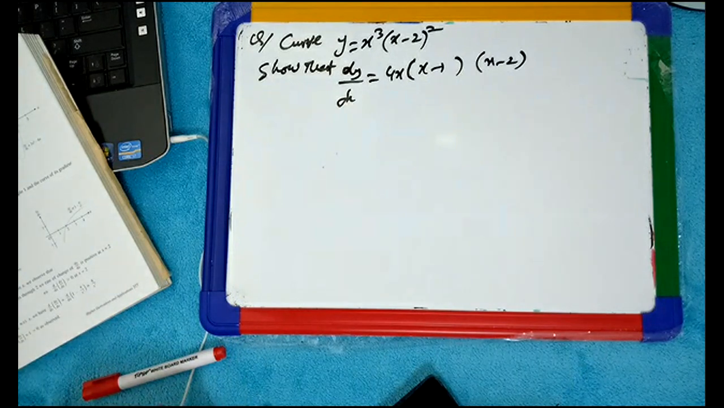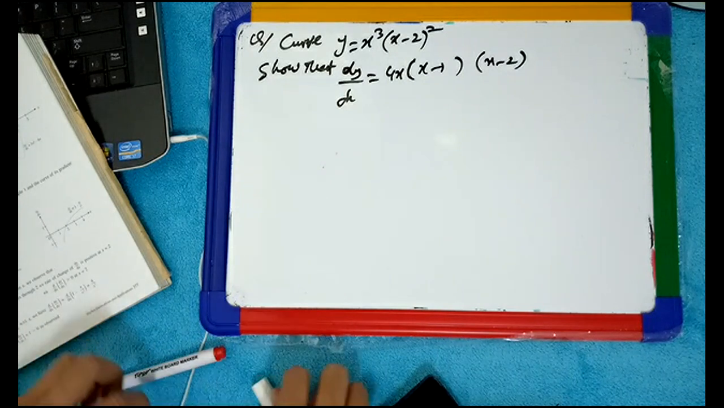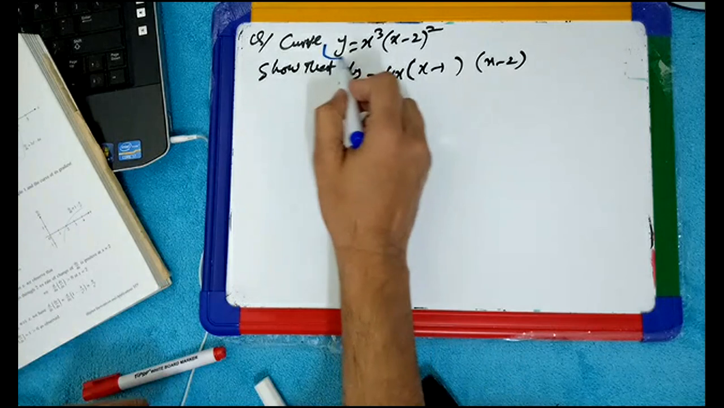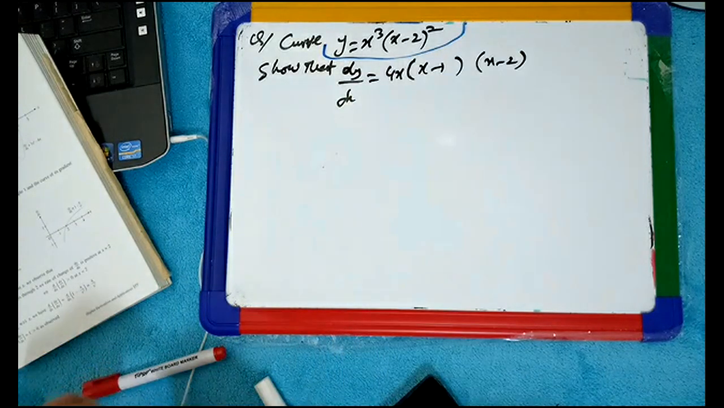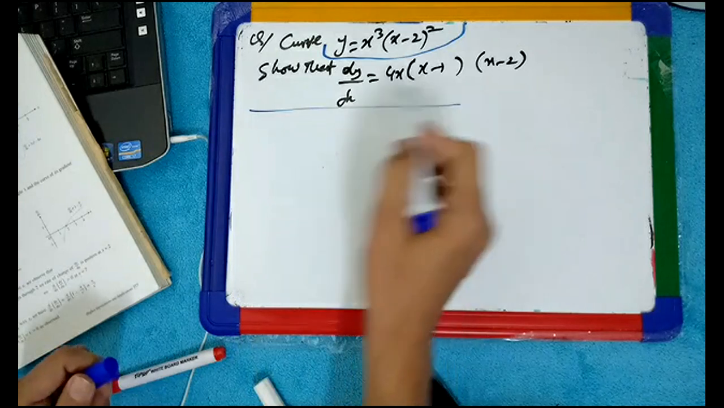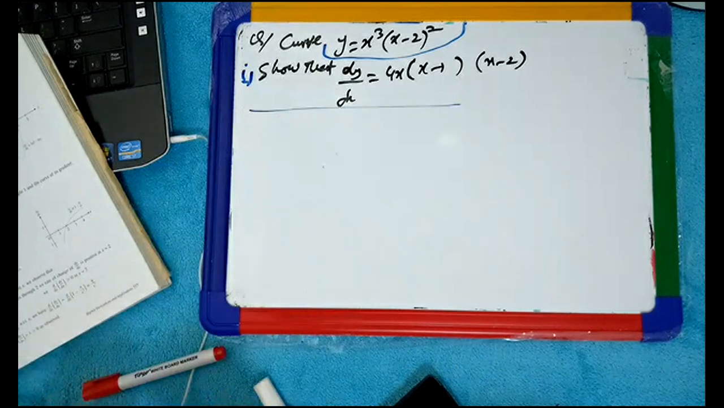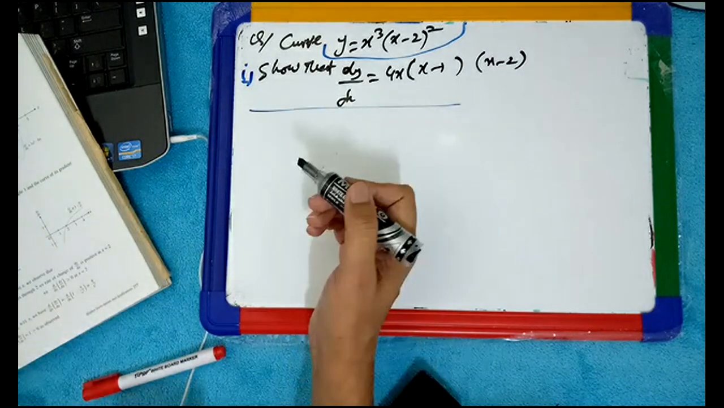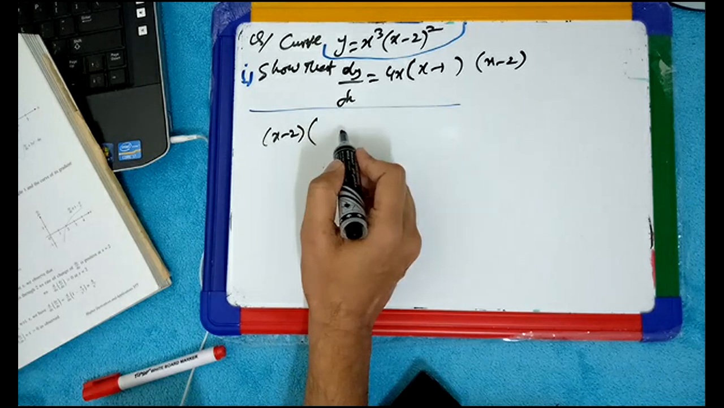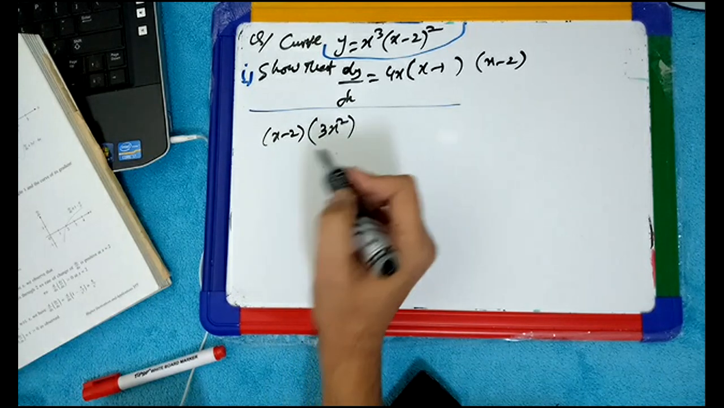Now, just go back to when I started the class. If I give you a curve like this, how will you differentiate this? Which rule will you apply? You have to use the product rule. Very nice. So first of all, I will use the product rule. The product rule says V U dash and U V dash, right? V is X minus 2 and U dash means 3X square. Got it? Okay.